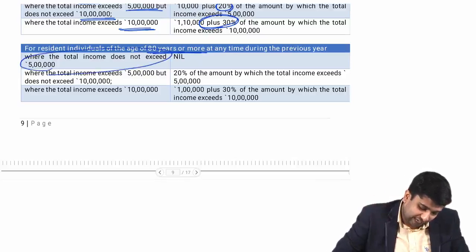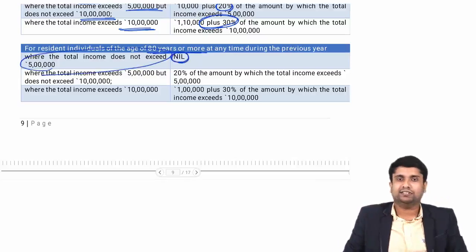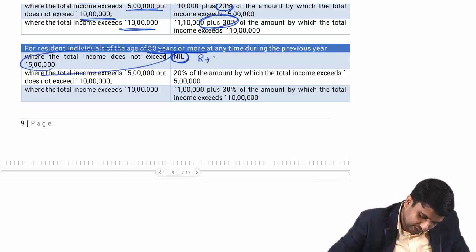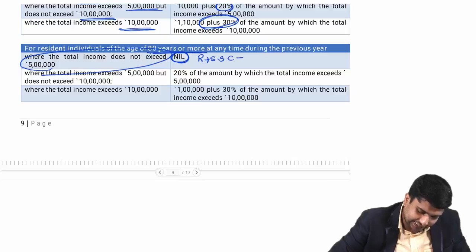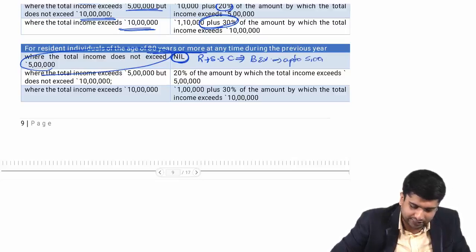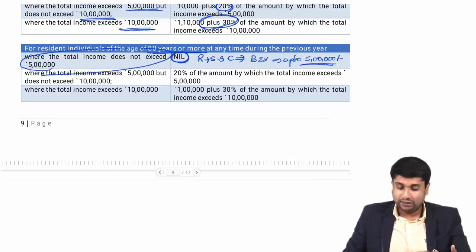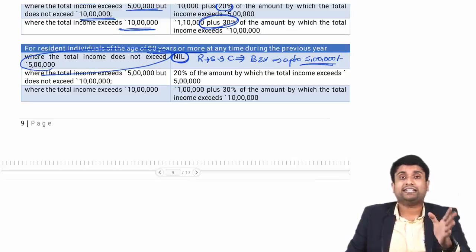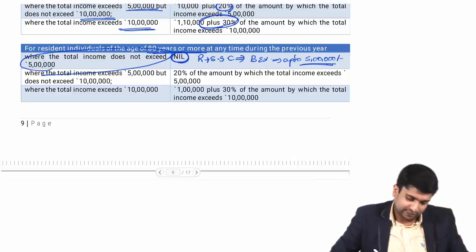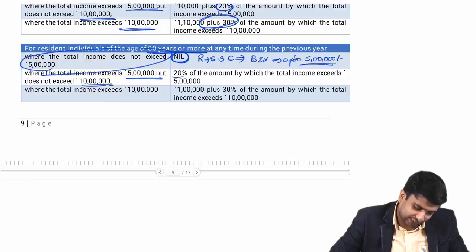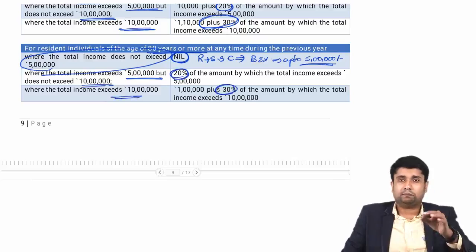Up to 5 lakhs, the rate of tax is 0%. That simply means a resident plus super senior citizen has a basic exemption limit up to rupees 5 lakh. Till 5 lakh rupees, you don't have to pay any taxes. This is what the act says. Then from 5 to 10 lakhs, your rate of tax will be 20%. Then above 10, your rate of tax will be 30%.